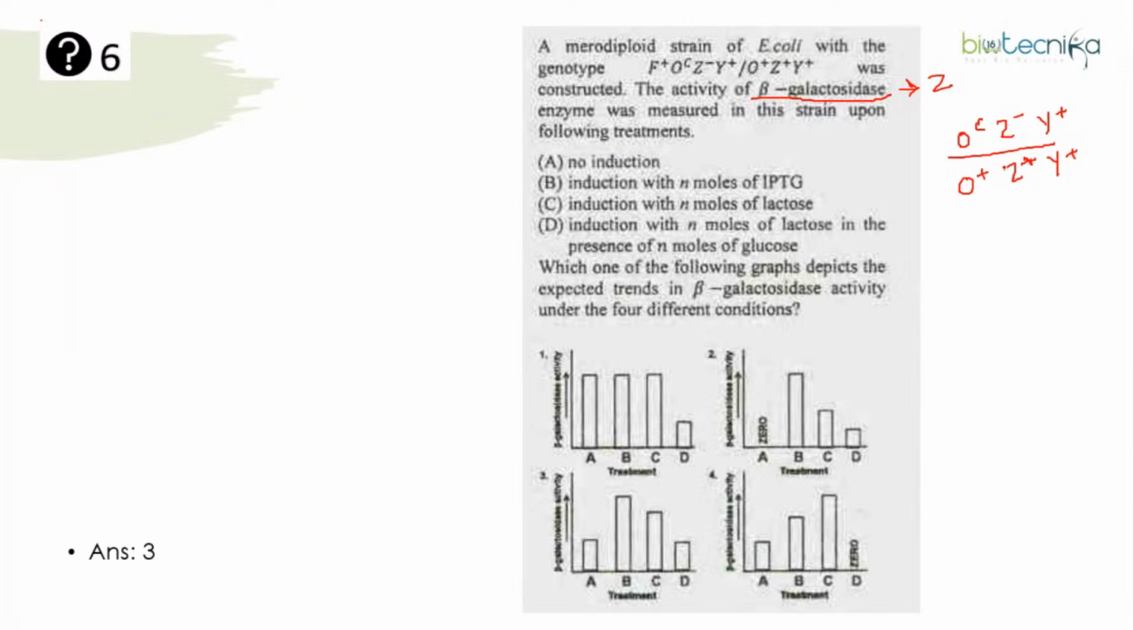The correct answer here is option 3. Now I'll just tell you the graphs, the numbering, if it's not clear. This is 1, this is 2, this is 3, this is 4.